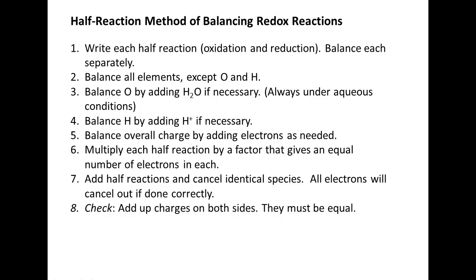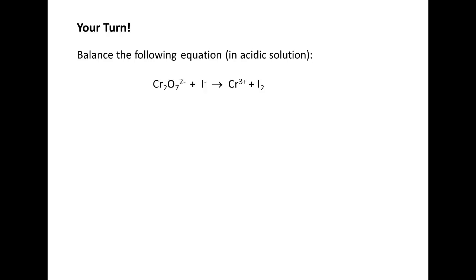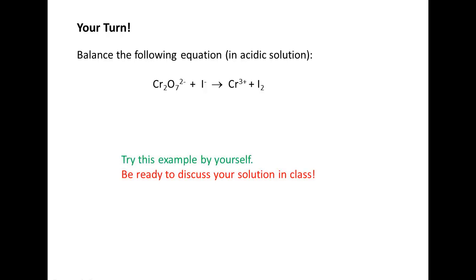and making sure that they're equal. So these are a lot of steps, and I want you to go back through if you have any questions, because right now I want you to try this out on your own. I have an equation for you to balance. It's in an acidic solution, so you're going to use this half reaction method. We'll be practicing a few more of these in class, and I'll be going over any questions you have. I know that these can be kind of difficult. So try this example by yourself, get through as many steps as you can, and be ready to discuss your solution or your questions in class. See you then.